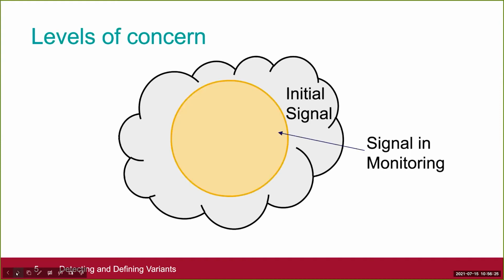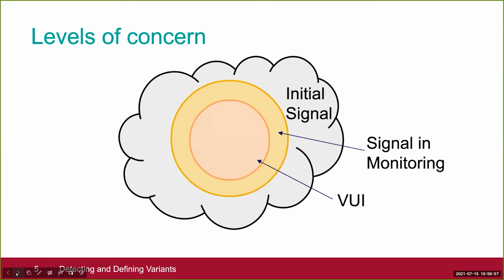Then you have what we call signals in monitoring. These are specific signals that we think have the potential to be a variant of interest or of concern, but at the moment are small numbers, or we don't have enough information, we're waiting for some laboratory results, things like that. So we're actively monitoring, actively seeking out cases of those specific variants, but we aren't associating any public health action with them.